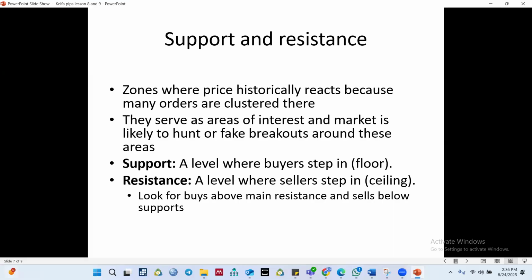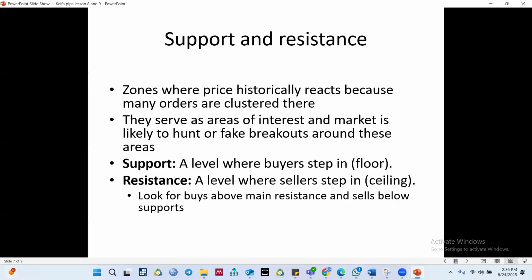The simple logic is that when price is above resistance, you can buy, and when price is below support, you sell. That is a simple logic, so keep it in mind. We will get to it when we go to the chart. We buy above resistance and we sell below support.